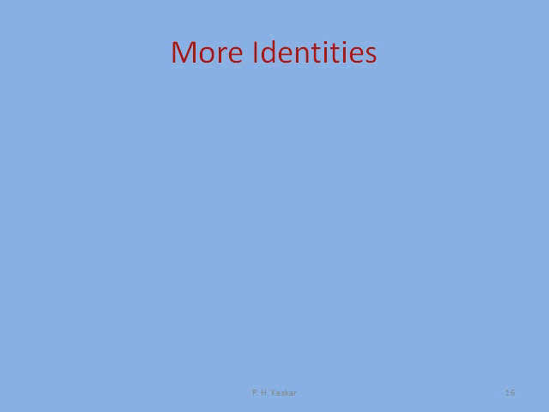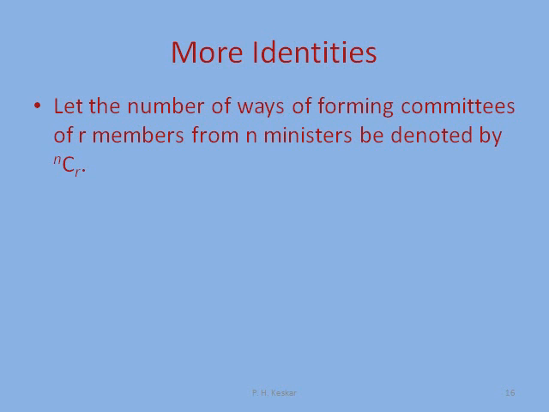Now different ways of counting the same objects give you more identities. Here is one more example. Let us count the number of ways of forming committees which contain r members chosen from n ministers. Let us use the notation n choose r, nCr, to denote this. I am not bothered about what this number is. I am only bothered about the relationship between such types of numbers. So n choose r is the number of ways of forming committees of r members from n ministers.